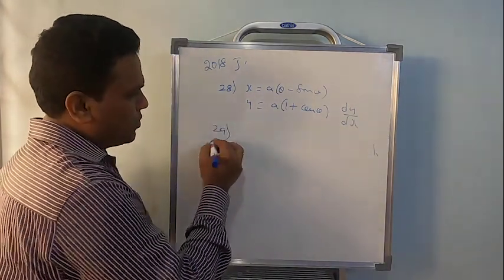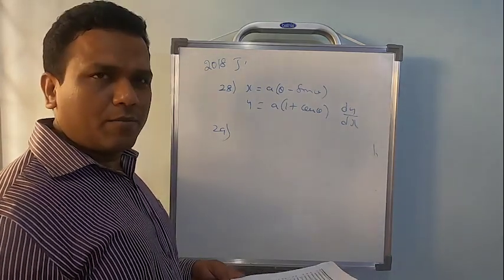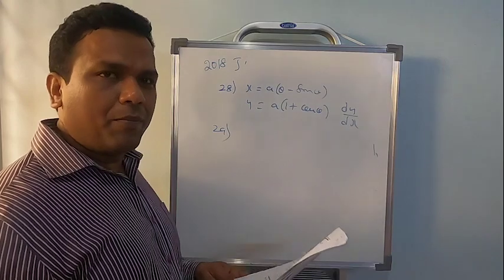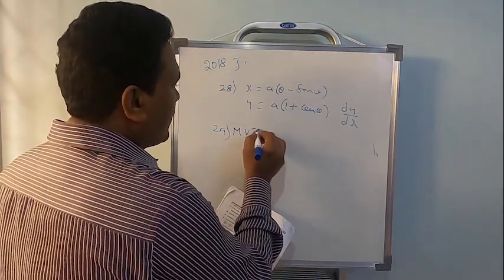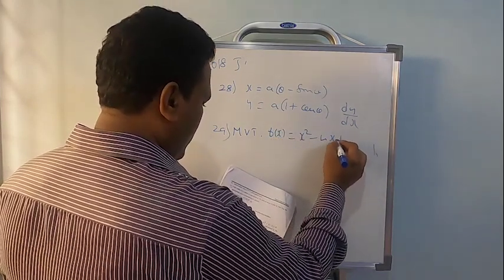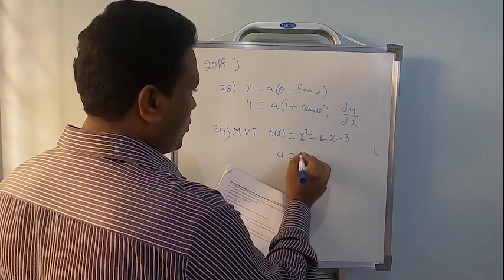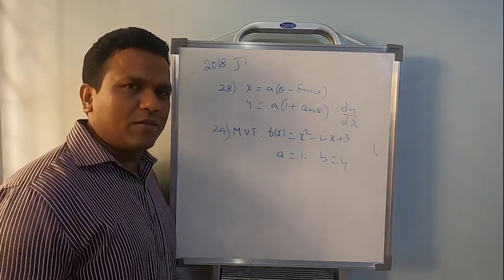Now the next one, 29. I'm just giving you the problems. I think we have already done many problems of the same kind, so just refer to this. So 29: verify the mean value theorem for f of x equals x square minus 4x plus 3, where a equals 1 and b equals 4. So almost 29 is fixed for the mean value theorem.